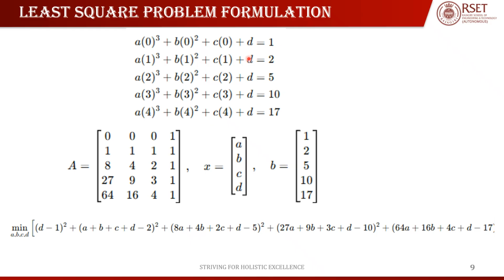Here the x value is 1, y value is 2. Here the x value is 2, y value is 5. Just arrange it in the matrix form. Okay, and you have this b. And now what you can do is you need to get the norm of Ax minus b. For that, in the first one it will be 0 into a plus 0 into b plus 0 into c plus d minus 1 the whole square, which is d minus 1 the whole square basically, right? You have the first term. Similarly, you can multiply the first row and get all the entries. Okay, so this will be our answer. This is the way you formulate the least square problem.